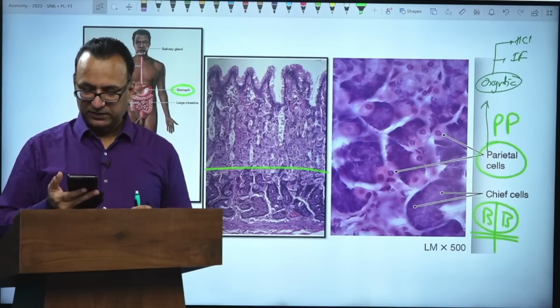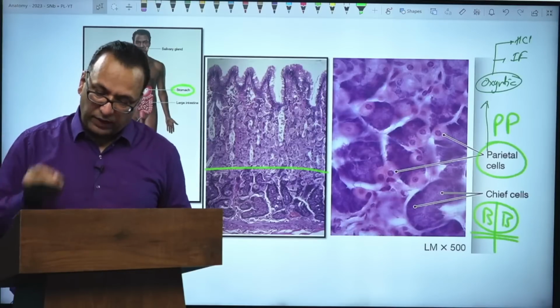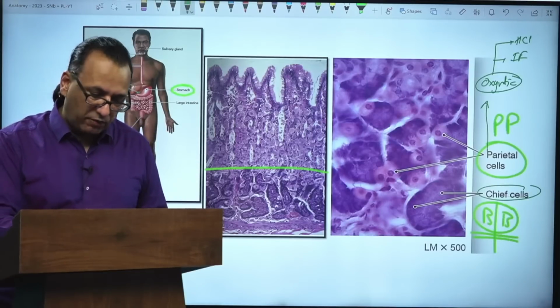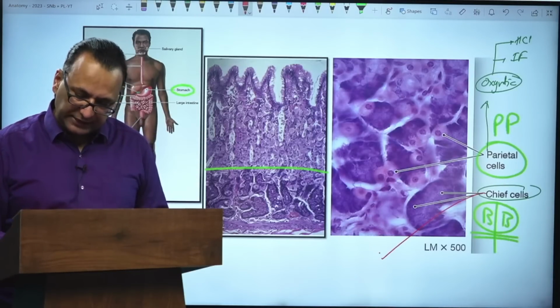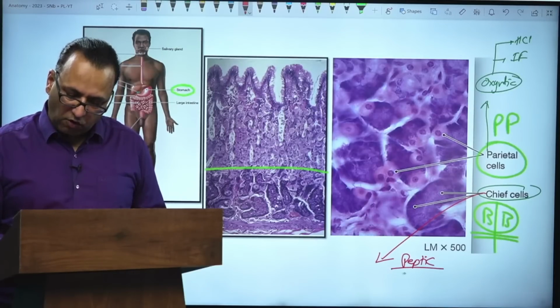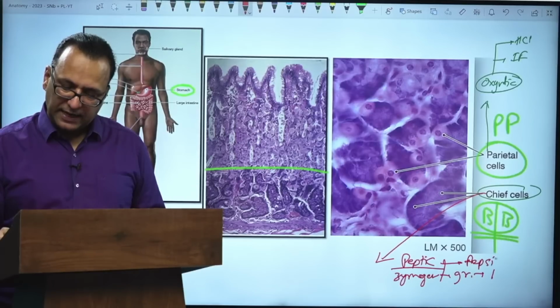Correct. Now, what about this chief cell? Chief cell has 3 names. And what are the 3 names of the chief cell? Chief cell is called as peptic cell, and it is also called as zymogen cell, because it is having zymogen granules. In the zymogen granules you are having pepsin enzyme.